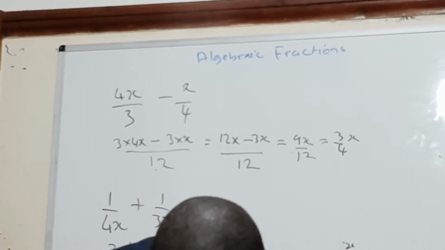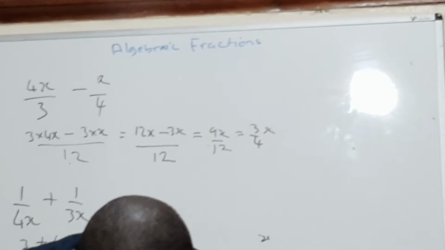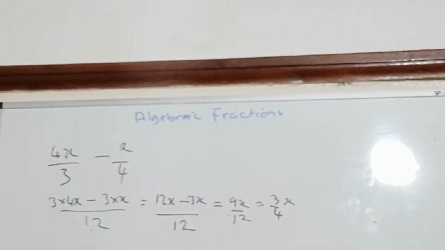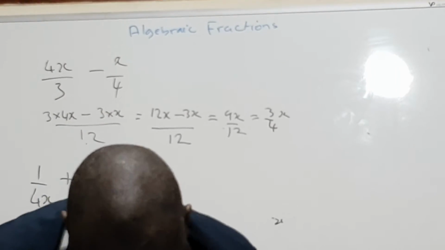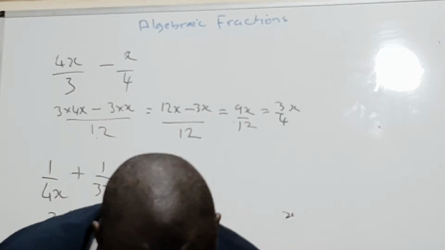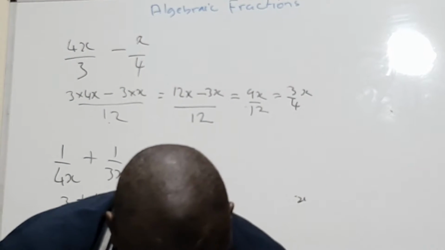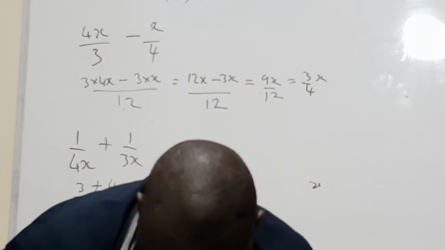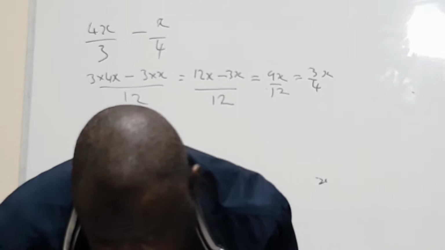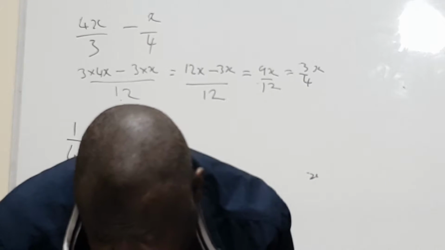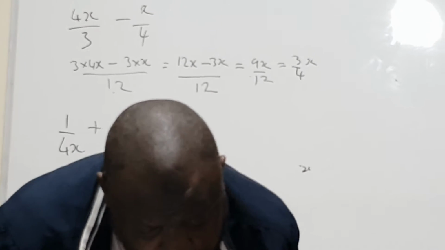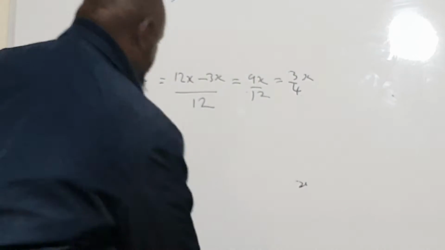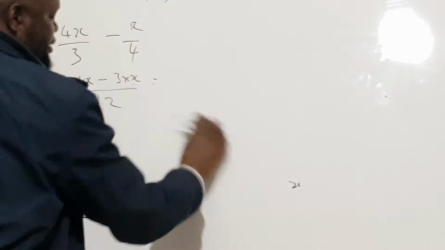Now, there's a lot on this to be done. Algebraic fractions, there's a lot to be done. More difficult examples, because there's a lot to do on the simplification of algebraic fractions. Now, let's look at more complex ones.